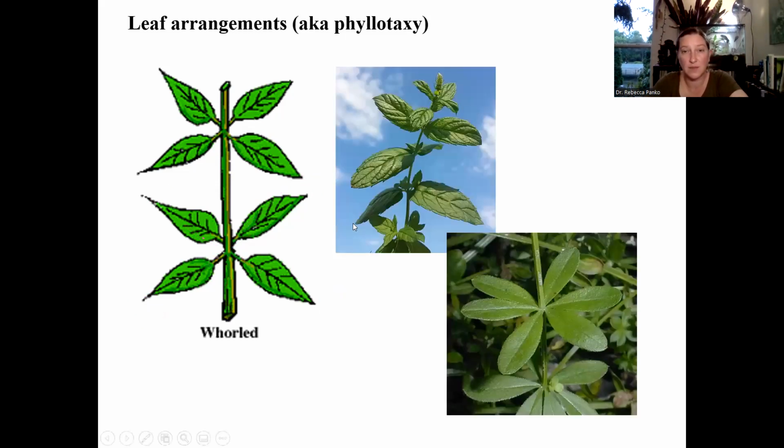Examples of this, a lot of times in the mint family, you get whorled leaves. Sometimes you can have 2 leaves there, which might look opposite, but then the next one will be a different orientation. Whorled can be a little tricky to identify, especially in the wild, because depending on where you look on the plant, it might appear opposite. But like here, all of these leaves are originating out of a central location around the stem.